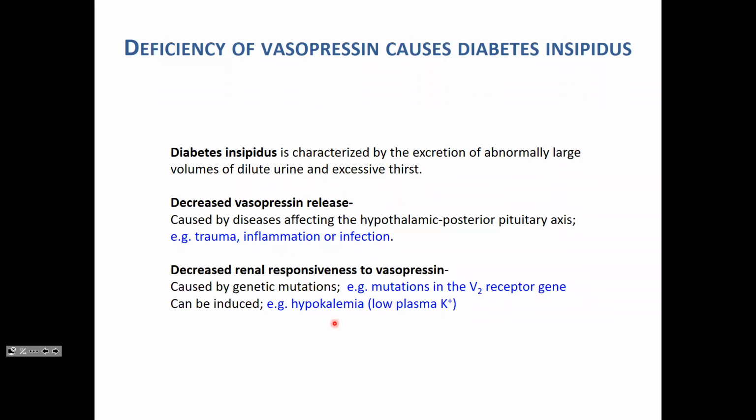It can also be a decreased responsiveness of the kidney to vasopressin. There are known mutations in the V2 receptor, which cause it to be less active. It can also be induced. Low plasma potassium actually stimulates the degradation of the aquaporin channel, so we don't get as much water taken up from the lumen, and the urine is diluted rather than concentrated. And finally, you can have excessive water intake. If you're drinking a lot of water, you can get something that's close to diabetes insipidus, but this is not caused by any dysfunction in the vasopressin regulatory system.